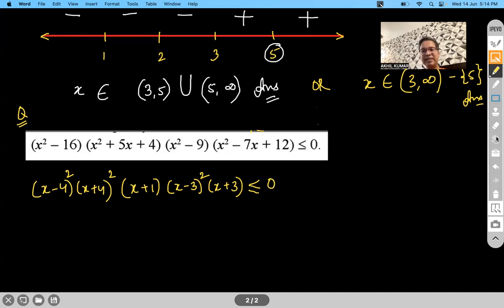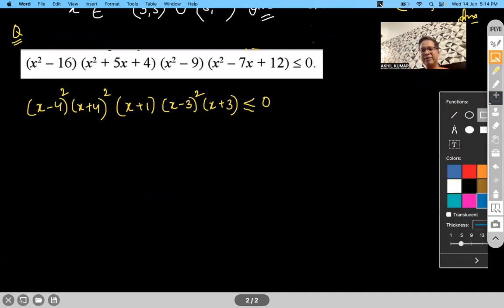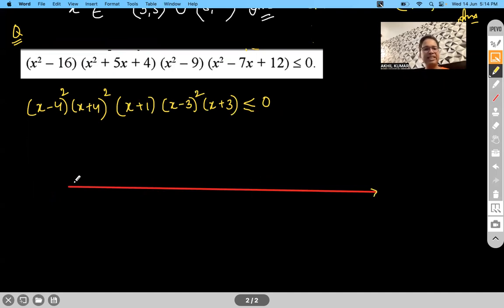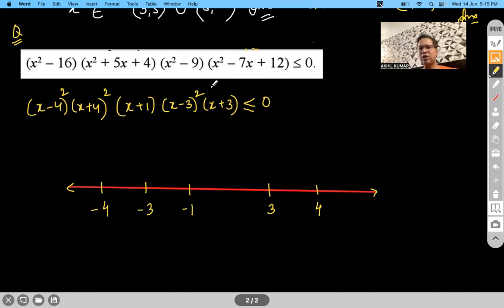Okay, so now let us begin the process. First step is to make a number line. On the number line, I will now show the zeros of each one of these factors. For this, it is plus 4, so let me write it on the rightmost. This fellow, it will be minus 4. For this, it is minus 1. Then for this, it will be 3. And for this, it will be minus 3. Is it fine? So all the zeros of the factors which are seen in this inequality on the left-hand side.